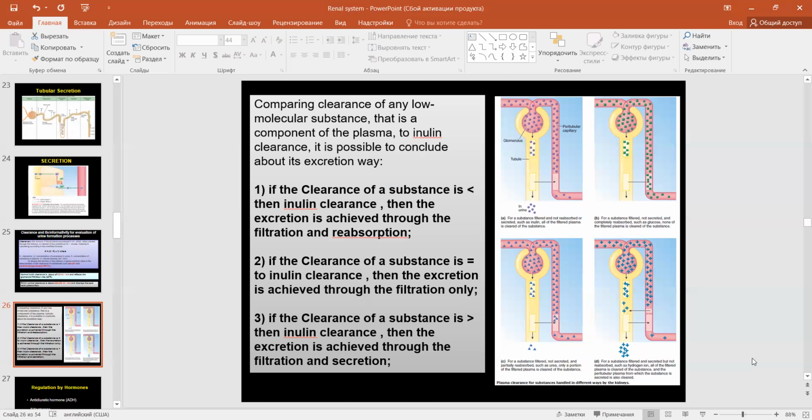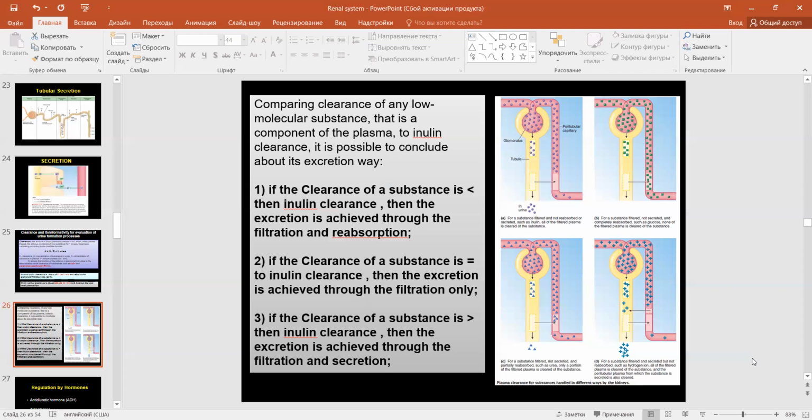However, inulin, please do not confuse with insulin, these are two different substances. So inulin is a harmless foreign carbohydrate. It's freely filtered and not reabsorbed or secreted. This is an example of ideal substance X. Inulin can be injected and its plasma clearance determined as a clinical means of finding out the glomerular filtration rate. Because all glomerular filtrate formed is cleared of inulin, the volume of plasma cleared of inulin per minute equals the volume of plasma filtered per minute, that is the glomerular filtration rate.